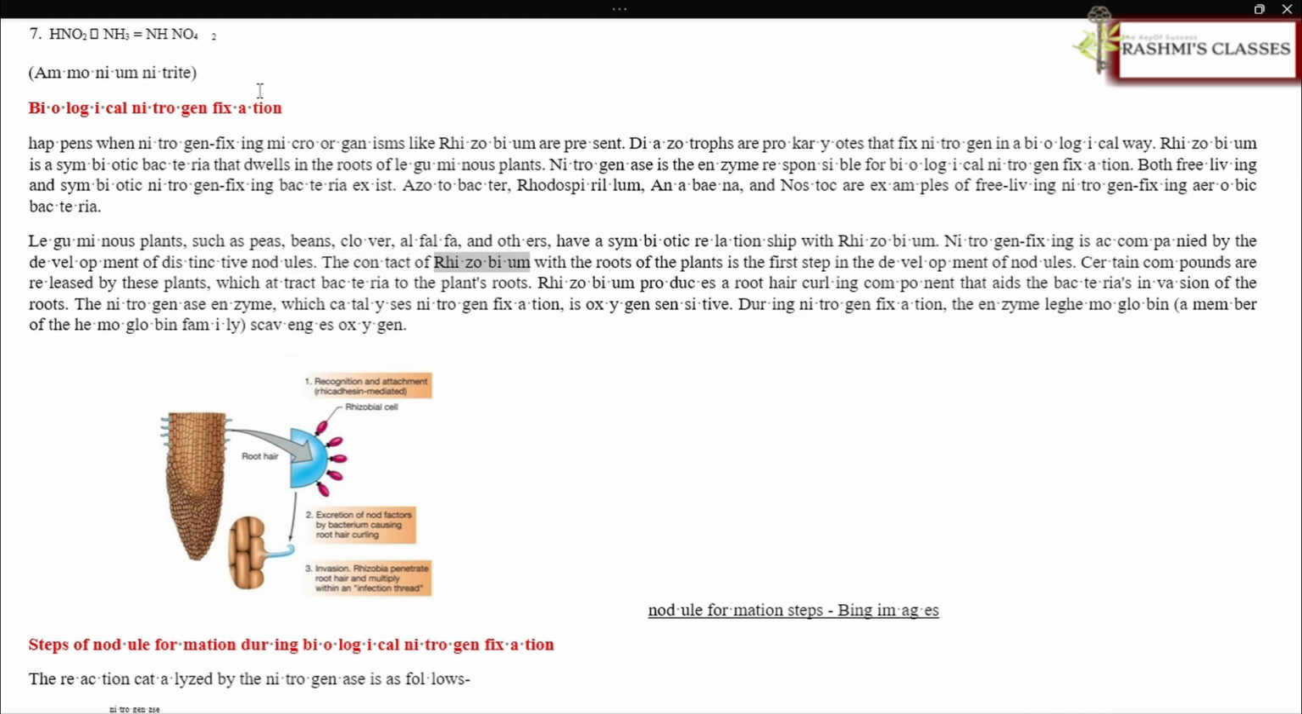The contact of Rhizobium with the roots of the plants is the first step in the development of nodules. Certain compounds are released by these plants, which attract bacteria to the plant's roots. Rhizobium produces a root hair curling factor that aids the bacteria's invasion of the roots.